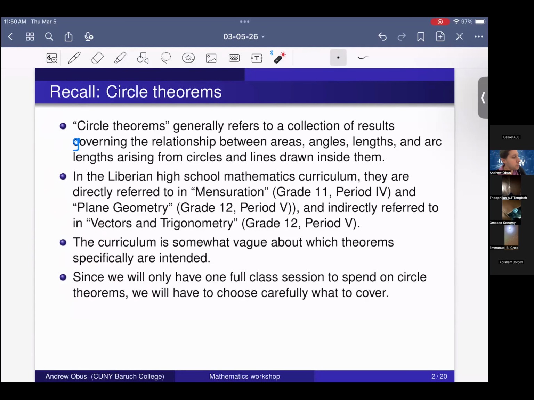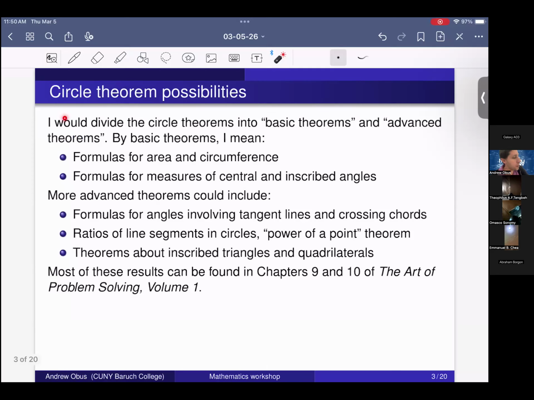Okay. So this is a slide that I gave last time. How do we want to divide circle theorems? Well, I would think of it as basically you have your basic theorems and your advanced theorems. By basic theorems, I mean just the very standard formulas for circles, so formulas for area and circumference. And then maybe the next most basic would be formulas for the measures of central and inscribed angles. These would all be under mensuration.